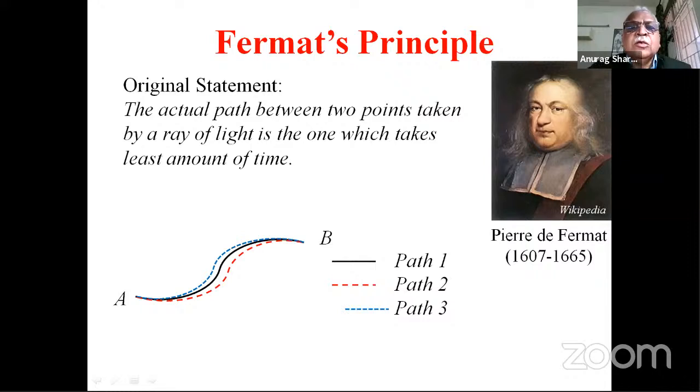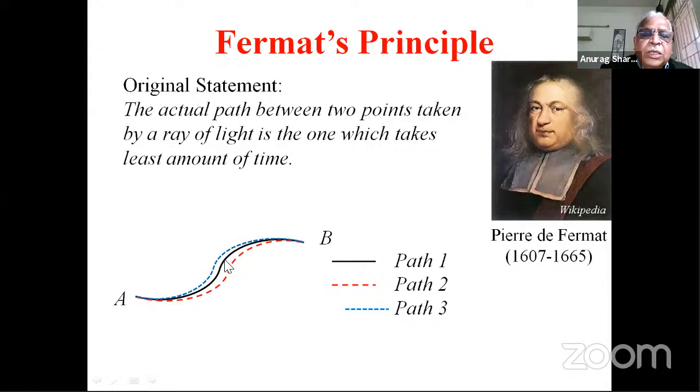Okay, yeah. So Fermat's principle. I'm sure you have studied Fermat's principle in your college somewhere or the other. The original statement of Fermat's principle was: the actual path between 2 points taken by a ray of light is the one which takes the least amount of time. What does it mean? It means if you have point A and point B, and the light has to travel from here, and there are several paths, this black line and this red dashed line and the blue dashed line, these are all nearby paths. That's very important. They are all nearby paths.